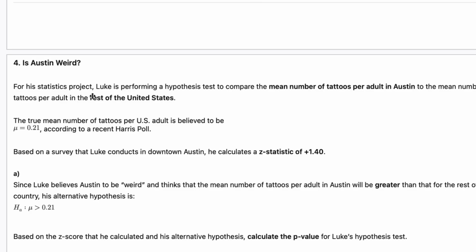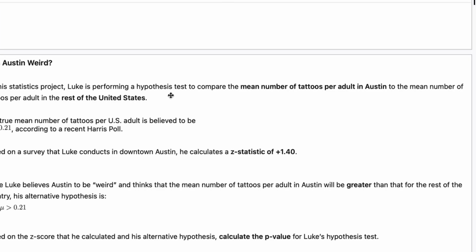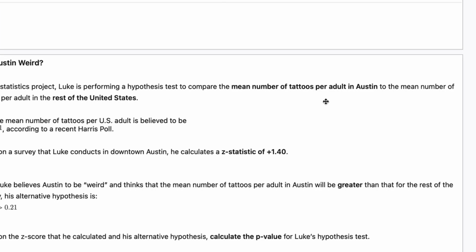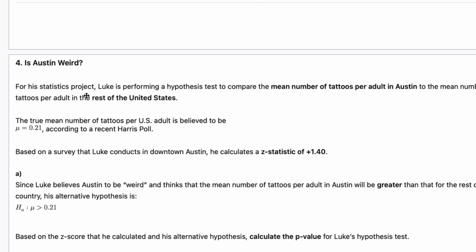Is Austin weird? For his statistical project, Luke is performing a hypothesis test to compare the mean number of tattoos per adult in Austin to the mean number of tattoos per adult in the rest of the United States. The true mean number of tattoos per U.S. adult is believed to be this number, according to a recent Harris poll. Based on a survey that Luke conducts in downtown Austin, he calculates a z-statistic of positive 1.40.